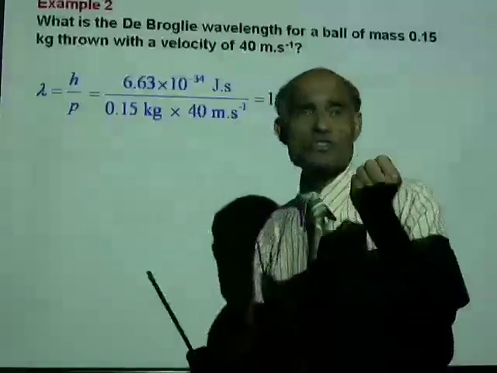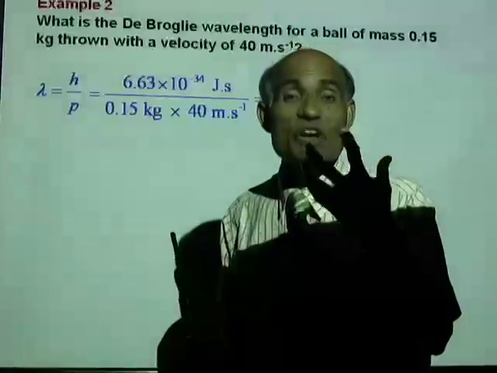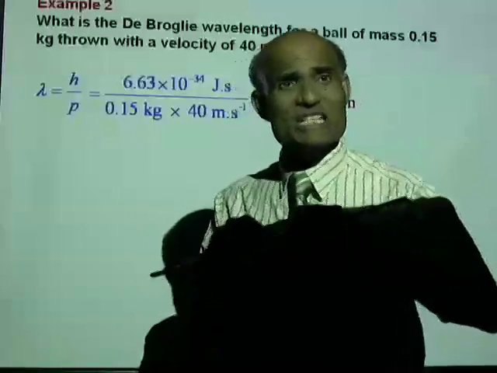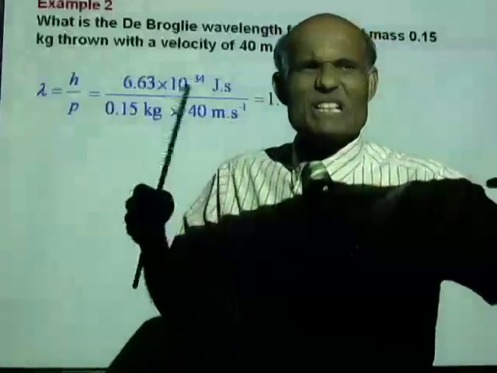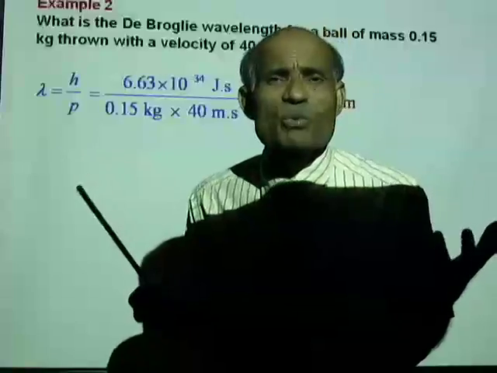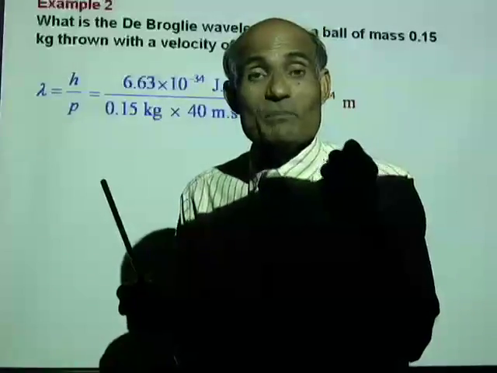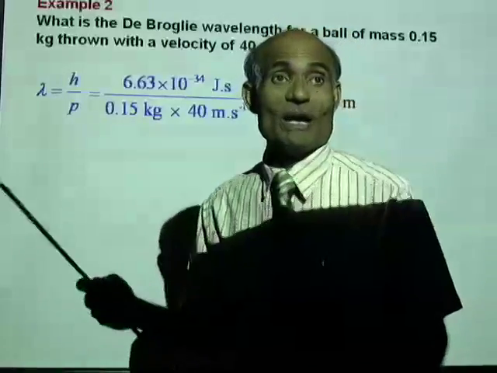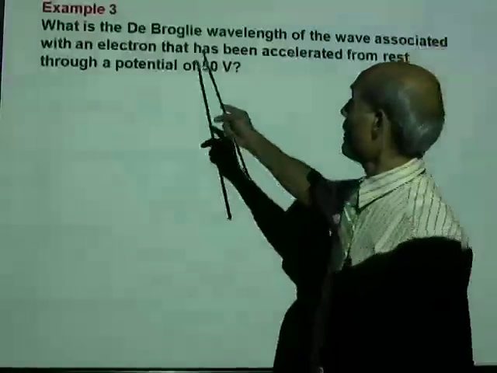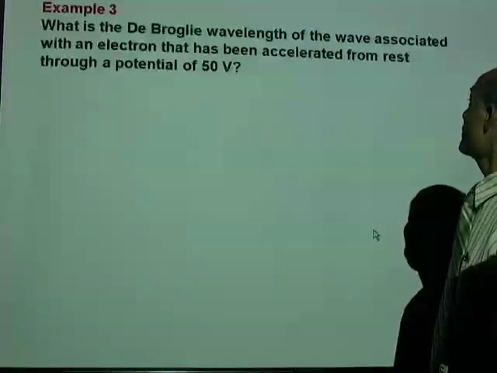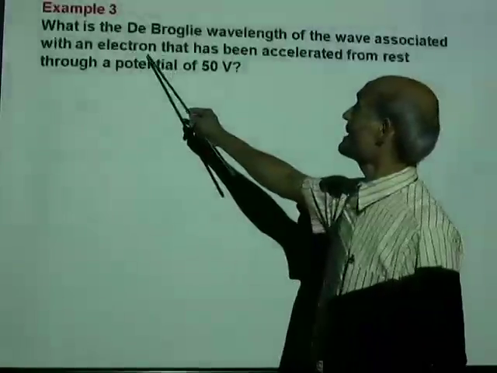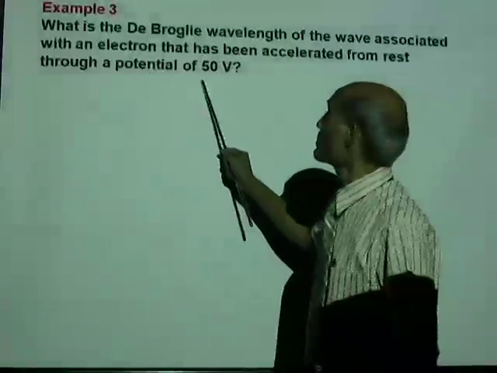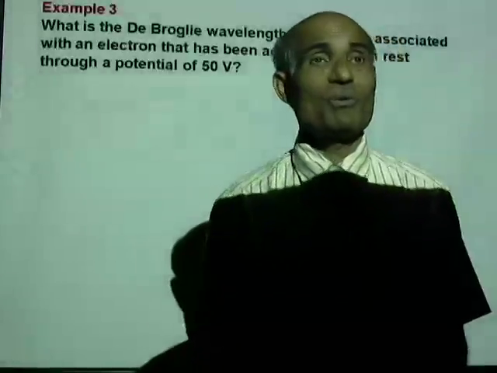Well, because it is so small, it is very difficult for us to discern it. And therefore, associating a wave with a particle, for us it is not very practicable, we would say. But it becomes very clear when the particle becomes very small. Let's see in the next problem: what is the de Broglie wavelength of the wave associated with an electron that has been accelerated from rest through a potential of 50 volts?